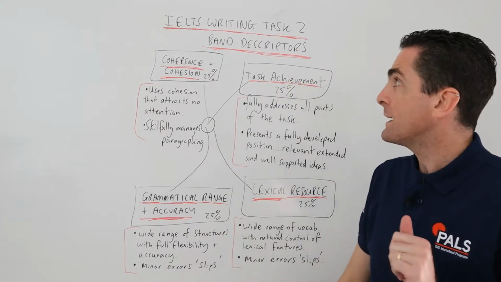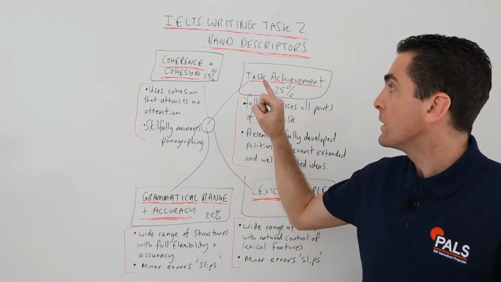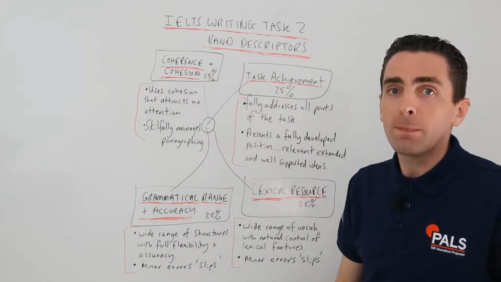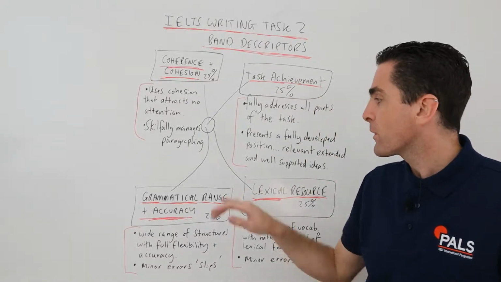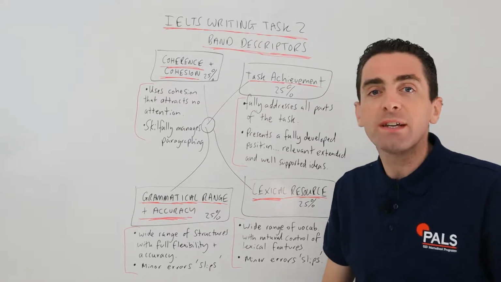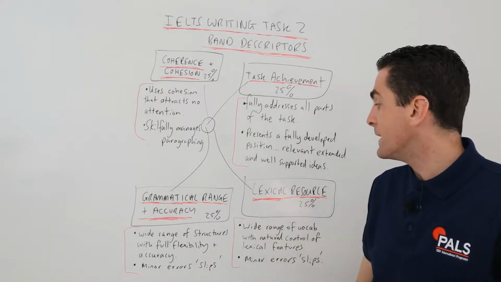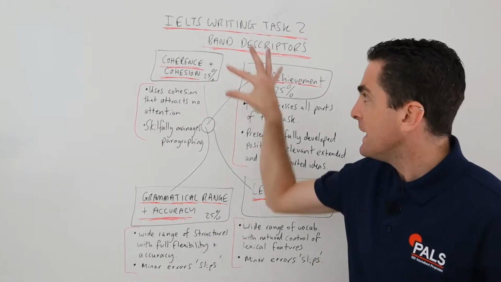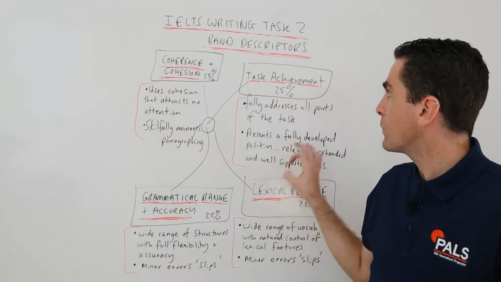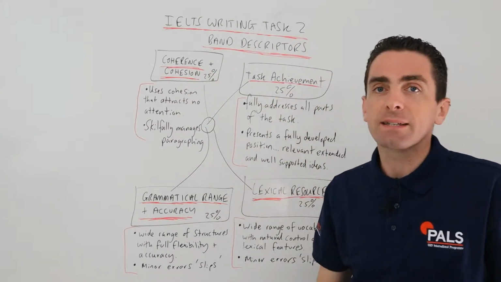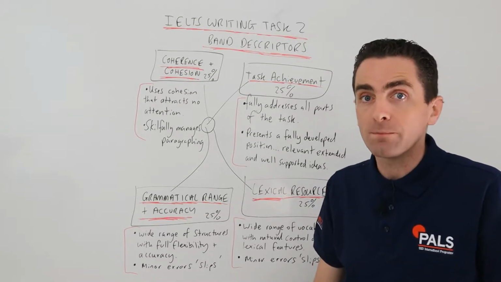As you can see, it's divided into 4 separate areas. Coherence and cohesion, 25%. Task achievement, 25%. Grammatical range and accuracy, 25%. And lexical resource, behind me here, 25%. So it's evenly weighted. Your writing task 2 is evenly weighted over these 4 different skill areas. So let's look at them in turn and see what they're all about.